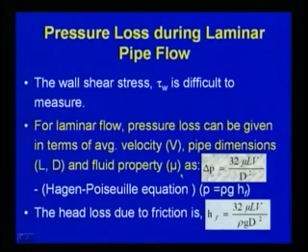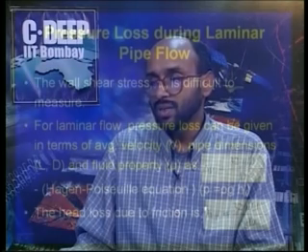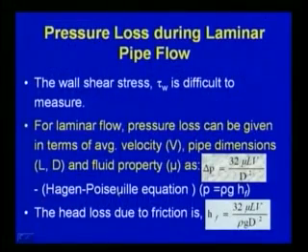So, the head loss with respect to the changes in pressure, we can write as Hf is equal to 32 mu L V by rho g d square, where V is the average velocity of flow, d is the diameter, mu is the coefficient of dynamic viscosity, L is the length, g is the acceleration due to gravity, and rho is the density of the fluid. This gives the Hagen-Poiseuille equation for the pressure loss or the head loss in laminar pipe flow.